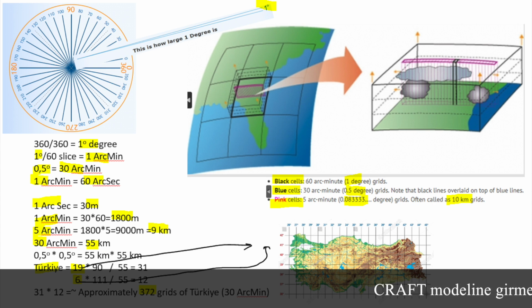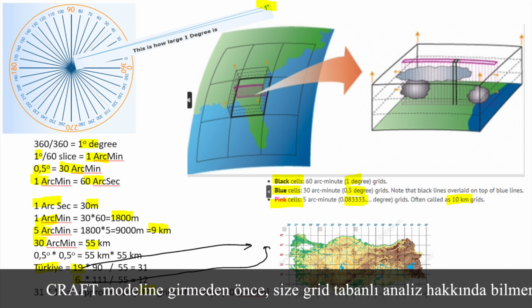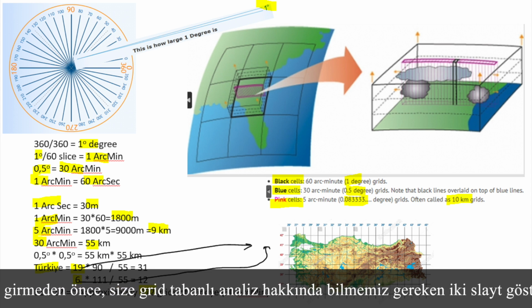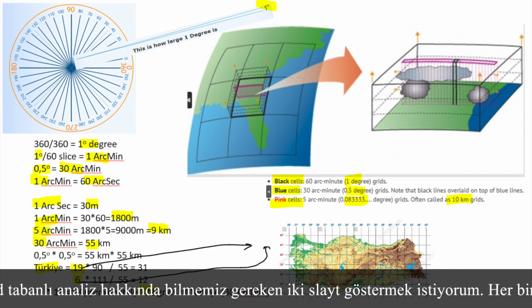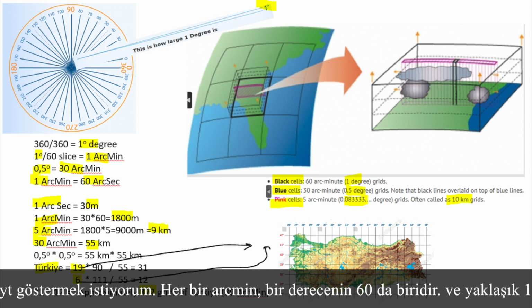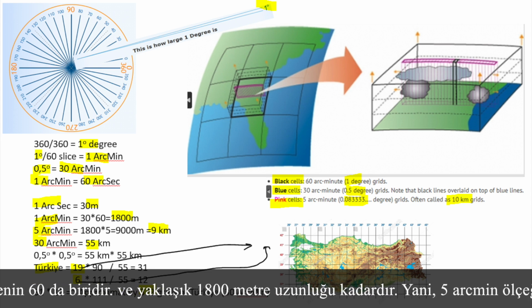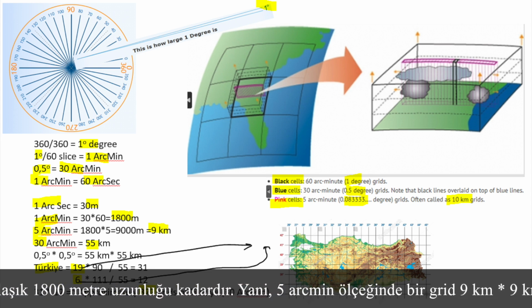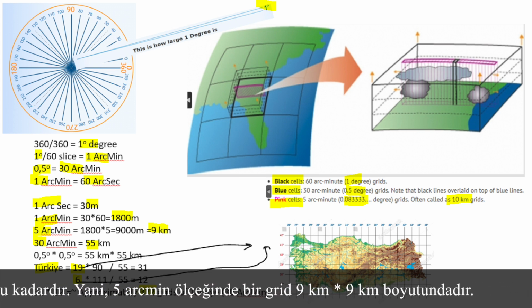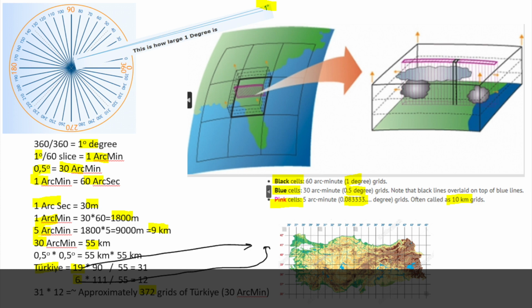Before we go into the CRAFT model, I would like to show you two slides that we need to know about grid-based analysis. Each arc minute is equal to 1 degree divided into 60 pieces, and it means approximately 1,800 meters long. So 1 grid on a 5 arc minute scale is 9 kilometers by 9 kilometers in size.